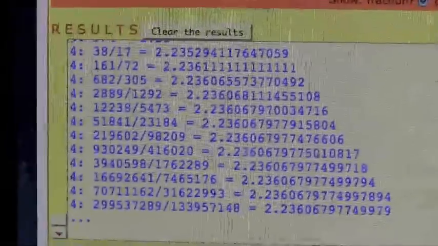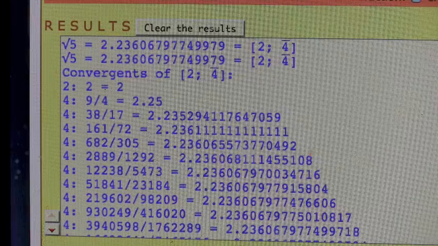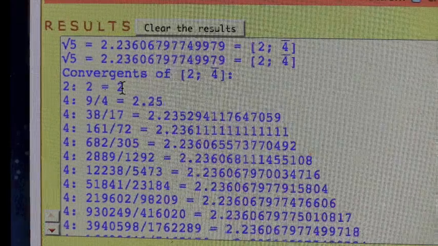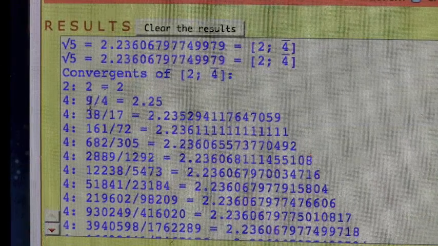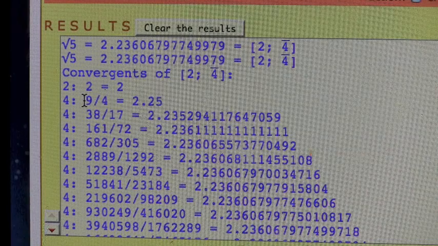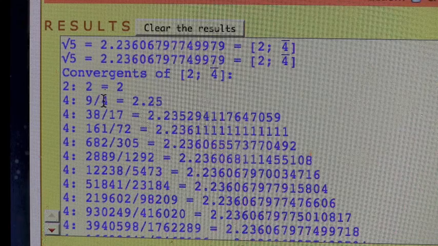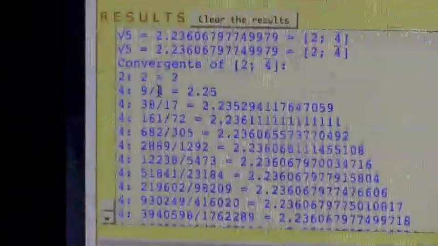It shows us what the fractions are down here, but it was a little too fast for us, so let me scroll up a little bit. 2 is the first one that we saw, that's 2 over 1. Okay, 9 over 4. What is 9 squared? 9 squared is 81. What's 4 squared? It's 16.